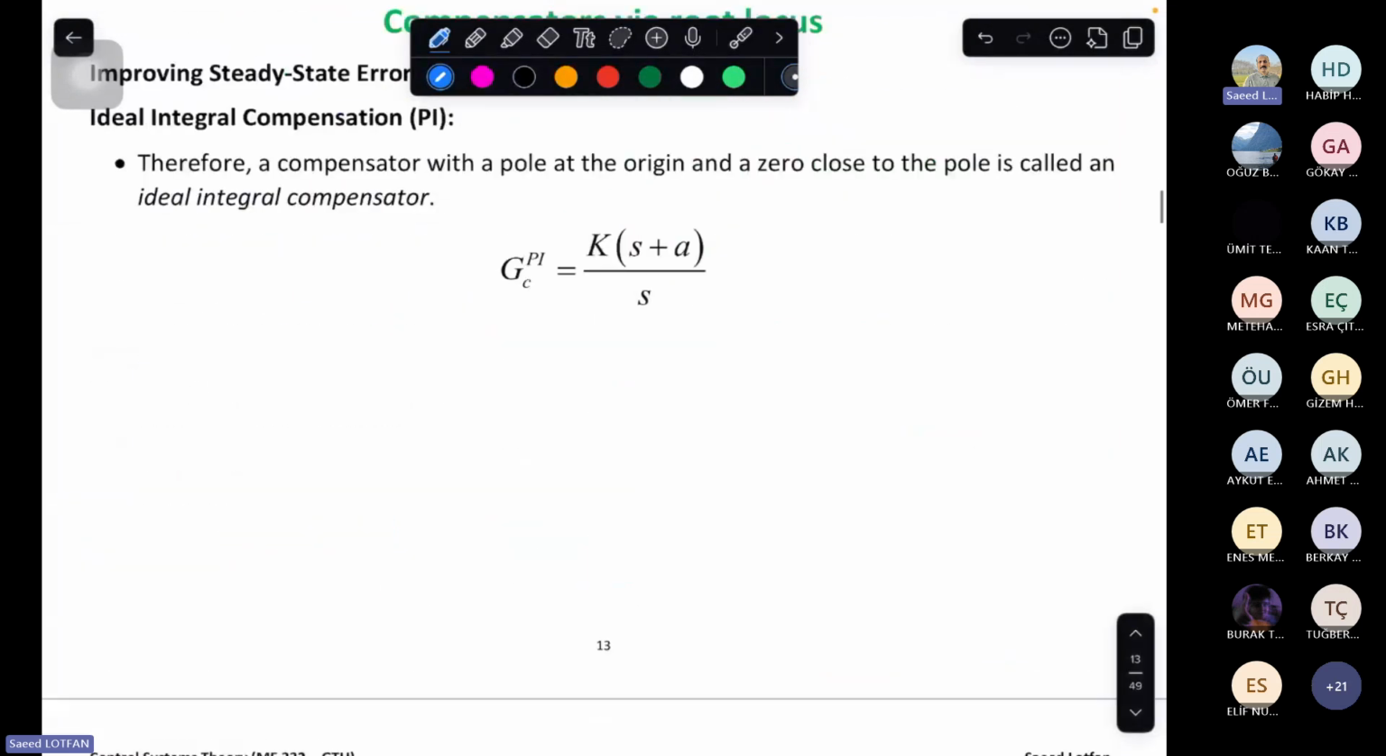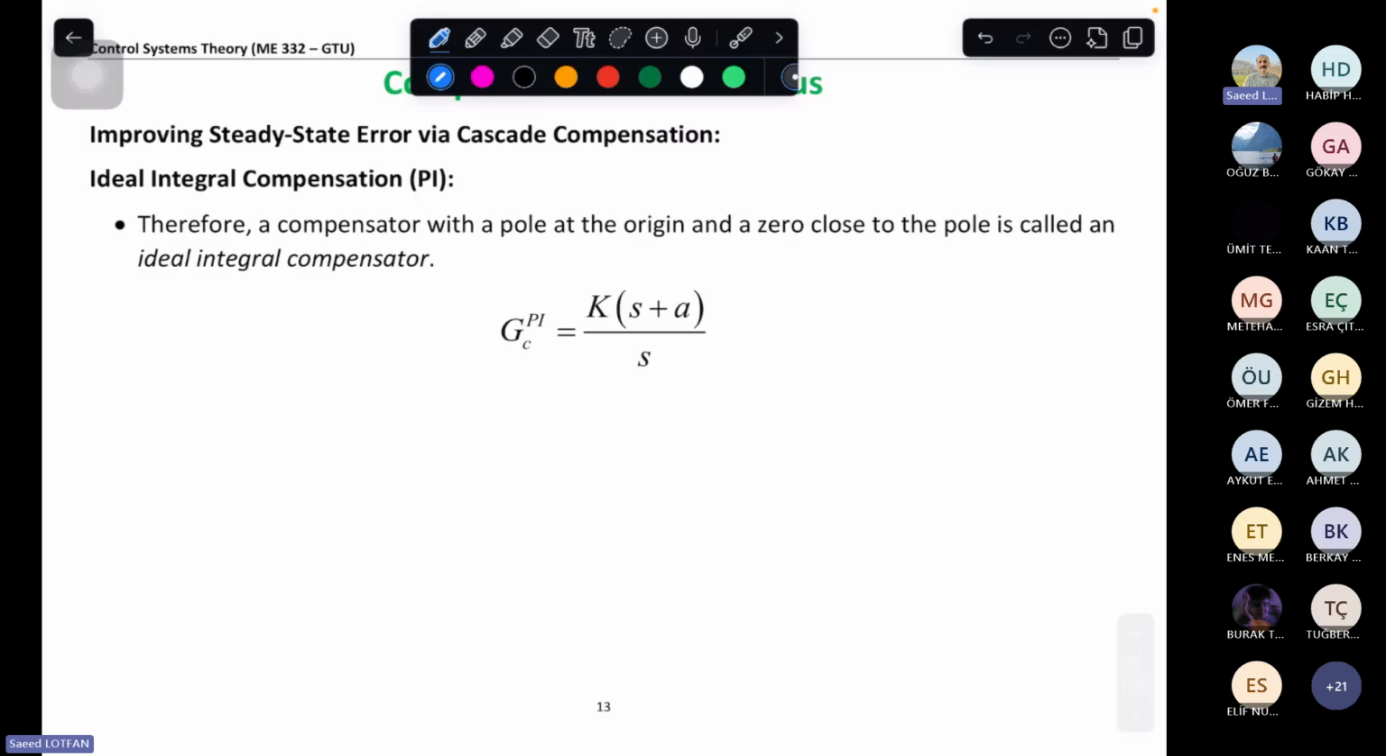So if you want to sum up, we can say that for PI compensators, which are proportional plus integral, in the integration part we add a pole. The GC of the PI is like we add a pole at the origin and a zero at minus a, very close to the origin. So K is the proportionality part and 1 over S is the integration part of the system.